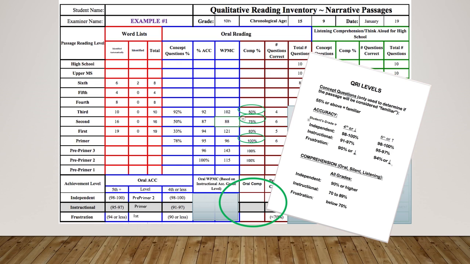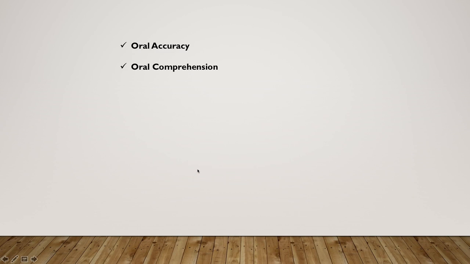Okay, let's see. Does yours match the screen? I have 100% at the primer level. Highest instructional level for comprehension was 2nd grade, and for 3rd grade it was frustration level, and those are going to get written right down here. So now we've found our oral accuracy levels and we found our oral comprehension levels.